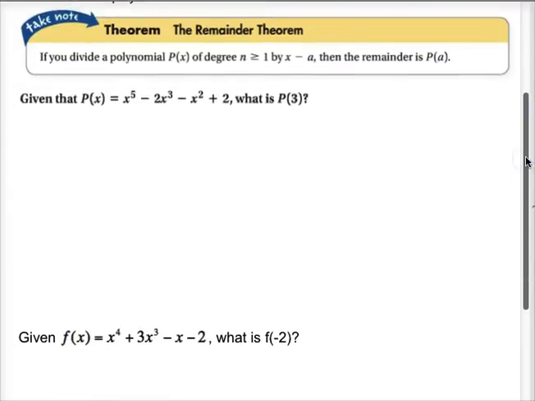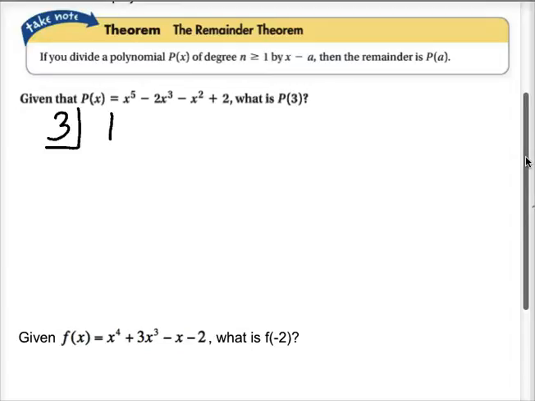Now this is called the remainder theorem, but otherwise I personally call it the synthetic process because you're using synthetic division. So given that p of x is x to the 5 minus 2x cubed minus x squared plus 2, you want to know what p of 3 is. So you're investigating the 3, so that's a magic number that you start with, and now you perform synthetic division on it.